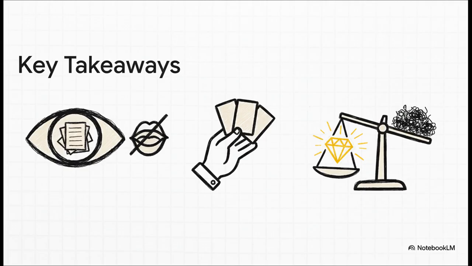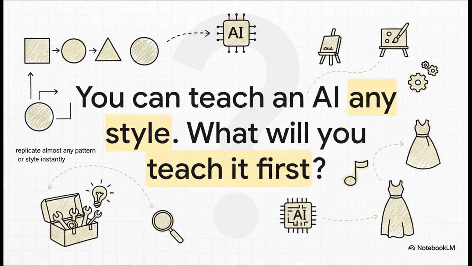And at the end of the day, this is about so much more than just writing better emails. This technique gives you the power to teach an AI to replicate pretty much any pattern or style you can think of instantly. So that leaves us with one final thought. Now that you have this new superpower in your toolkit, what's the very first thing you're going to teach your AI?